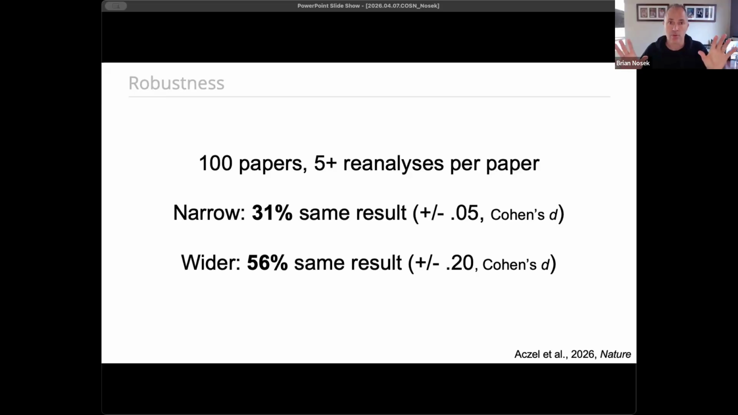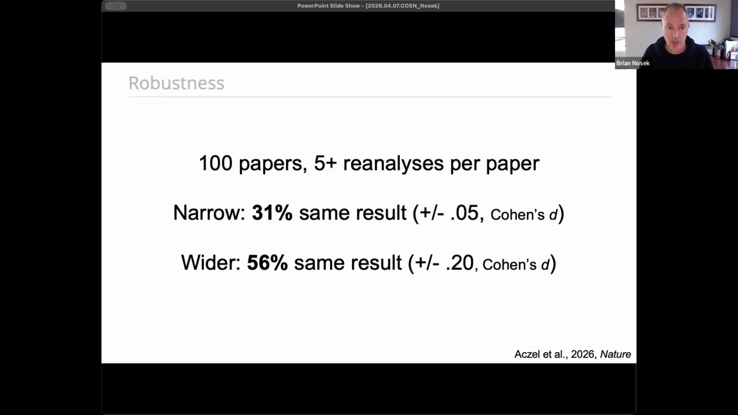The narrow range was to say we will compare the effect size from the original paper to the reanalyzed paper and assess whether the findings are within 0.05 Cohen's d, a standardized metric. That's a very narrow tolerance band because different decisions are being made. So is it within 0.05 of the original finding is a pretty high bar.